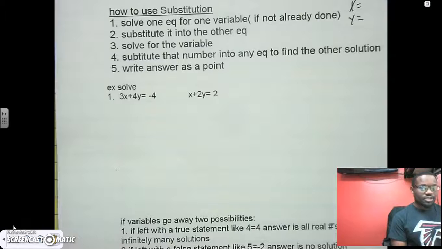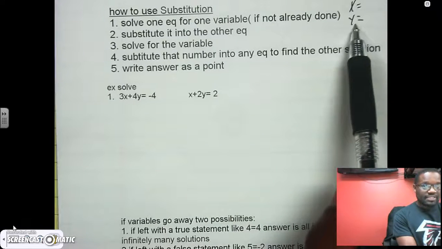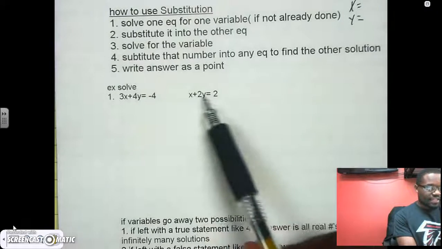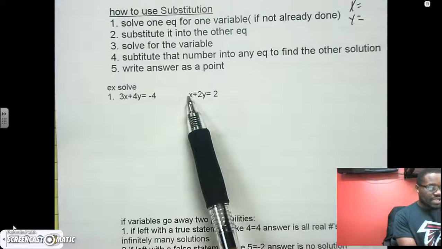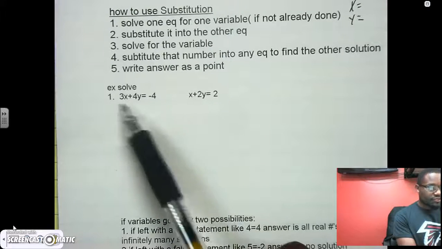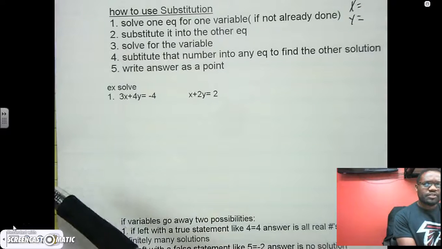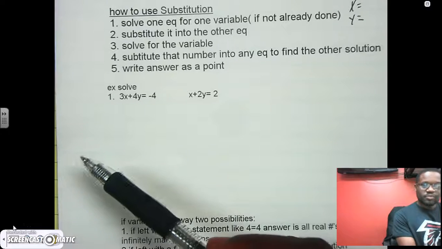But in order for me to do substitution, one of my equations has to look like this: x equals or y equals. And I don't have that here. But notice I have a 3, a 4, a 1, and a 2 as my coefficients. Remember, there's always a 1 in front of it if there is no number there. Always pick the variable that has 1 or negative 1 as its coefficient. What do you do in a case if there's 2? Just pick one. It doesn't matter.